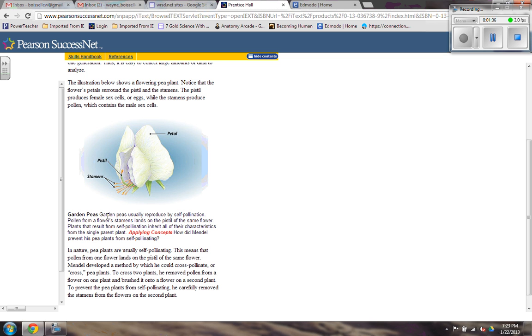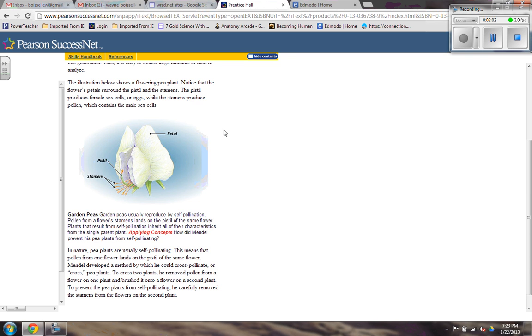Garden pea plants. Garden peas usually reproduce by self-pollination. Pollen from a flower's stamens, this area here, lands on the pistil of the same flower here. Plants that result from pollination inherit all the characteristics from the single parent plant. Applying concepts. How did Mendel prevent his pea plants from self-pollinating?